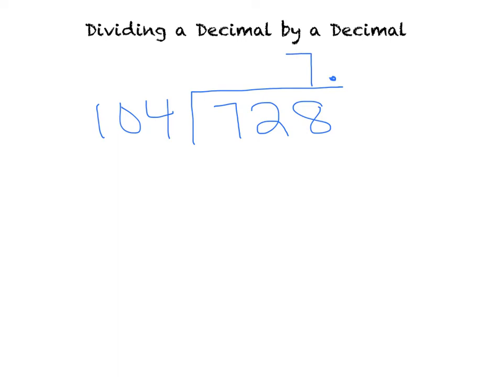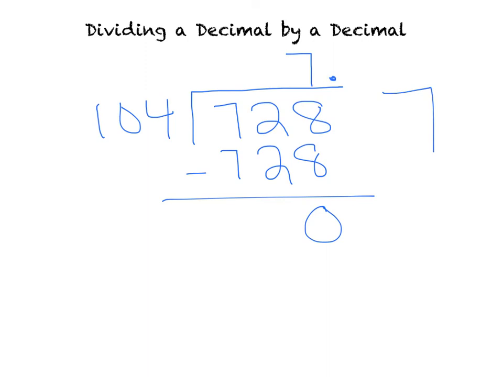And now I multiply. 7 times 104 equals 728. And my answer is 7. My answer is 7. So, there you go.